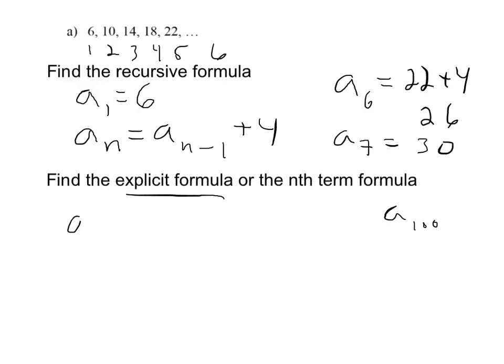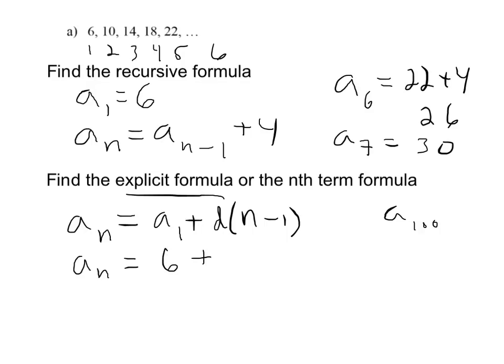So to write the explicit formula, in an unsimplified manner, I don't know if you remember that from before. I write a sub n equals the first term plus the common difference times n minus 1. So to get the nth term, I write a sub n. Now the first term in this sequence is 6. I know the common difference is 4, and that's n minus 1. So I could write it this way.